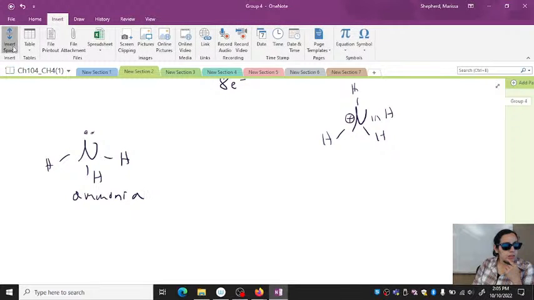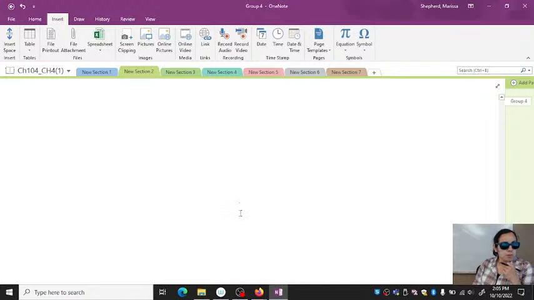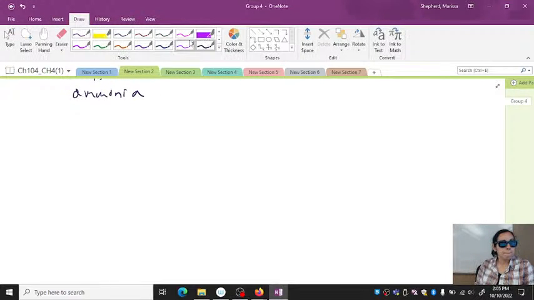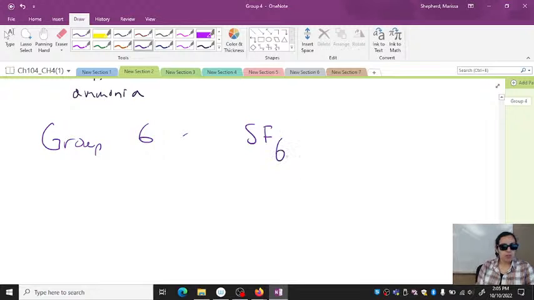All right, let's see if we can finish up with our expanded octets. So let's look at group 6. So I think we might have mentioned sulfur hexafluoride in this class, but I didn't. It's just a really dense gas that changes your voice to lower if you were to breathe some in.